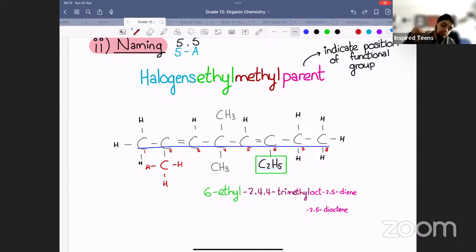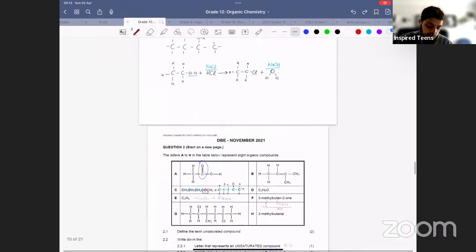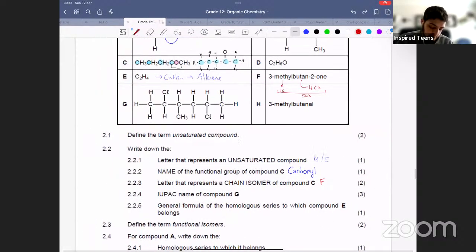Number 1 is indicate the position of the functional group. Number 2 is you can also add the prefix. Okay, if you have 2 functional groups, you could use di, tri or tetra. So that's how we name, right? Let's get back to the question and let's name this guy.